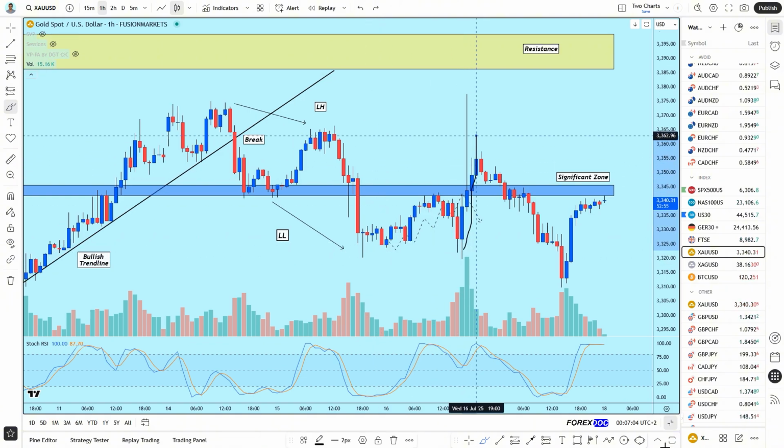Then we can see that this crazy move happened. This is how market reacted when Trump announced that he wants to fire Jerome Powell. So this crazy move here is basically a reaction to the news. These things happen on a forex market and there is nothing we can do about it.